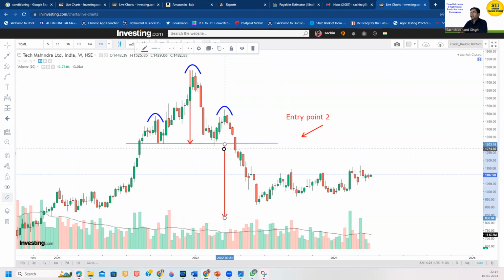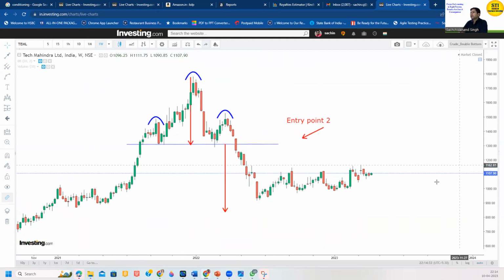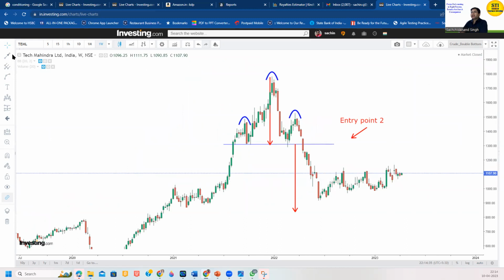And then the second target could be from the neckline to the bottom. Okay, so that is going to be the second target. And once we have the price point, we can simply draw a horizontal line.